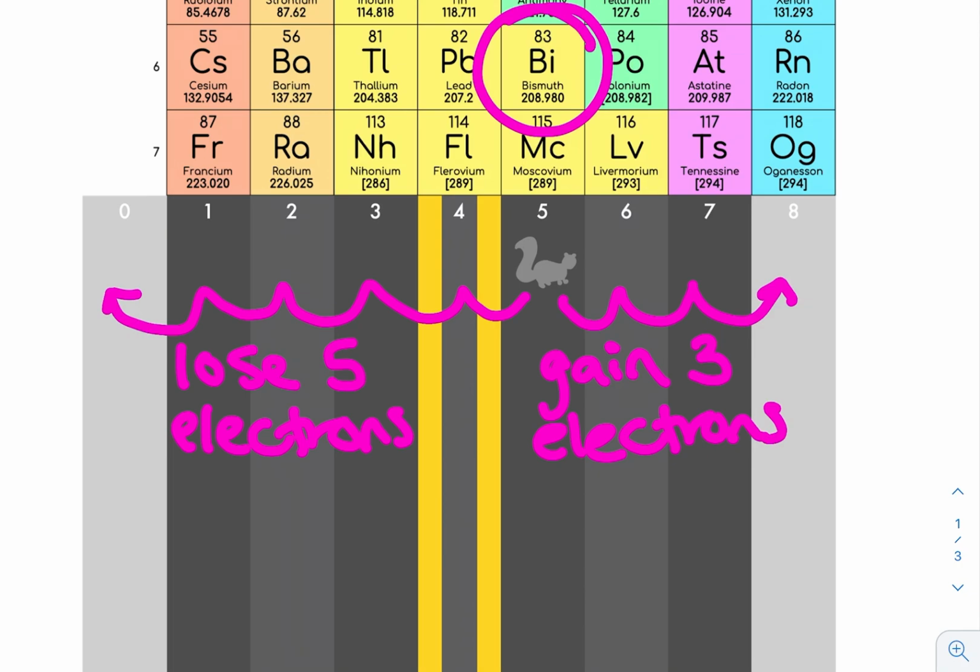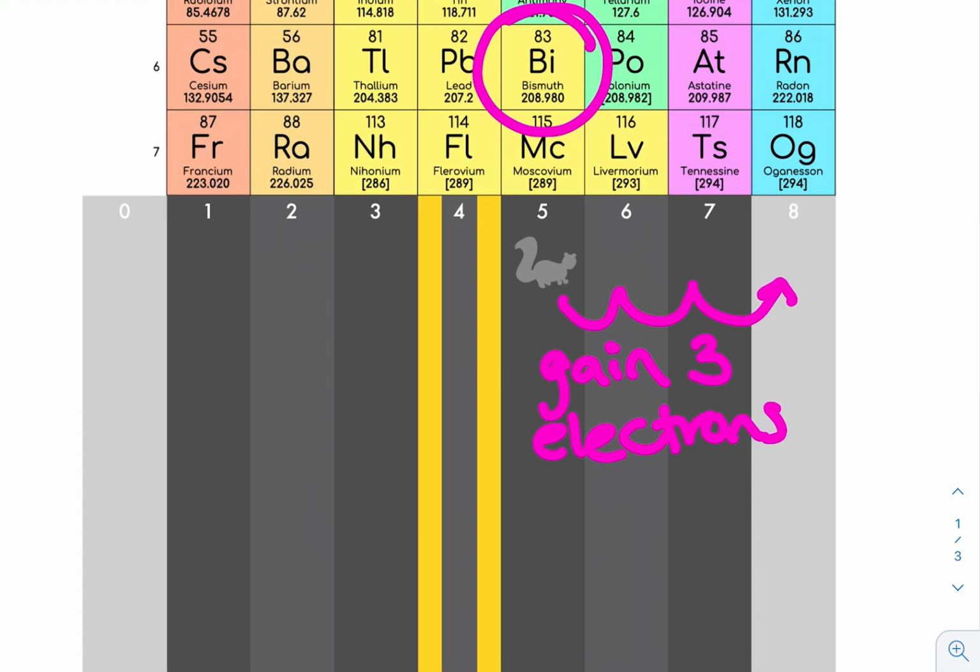Our logical squirrel is always going to choose whichever requires the least amount of energy, all right? It takes less energy for us to walk 3 steps than it does for us to walk 5 steps. It's the same idea that our atoms use when they're making this decision. It's going to take less energy for an atom to gain 3 than it is to lose 5. So that's why our logical squirrel is going to choose to gain 3 electrons.